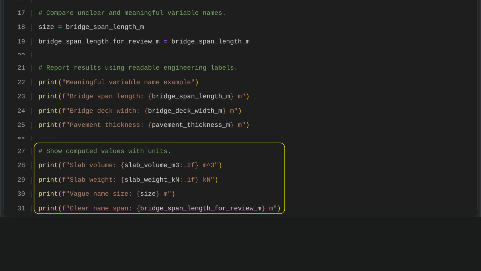The code prints key bridge slab results with clear units: the slab volume in cubic meters, the slab weight in kilonewtons, and the bridge span length in meters. It also contrasts a vague variable name with a more descriptive one, emphasizing that meaningful names make code easier to read and review.